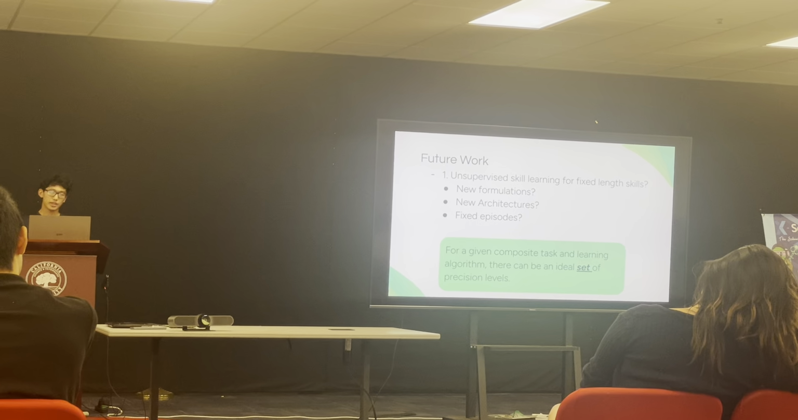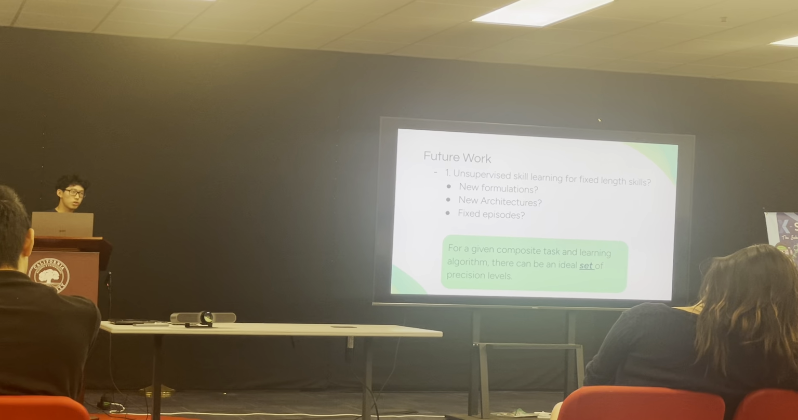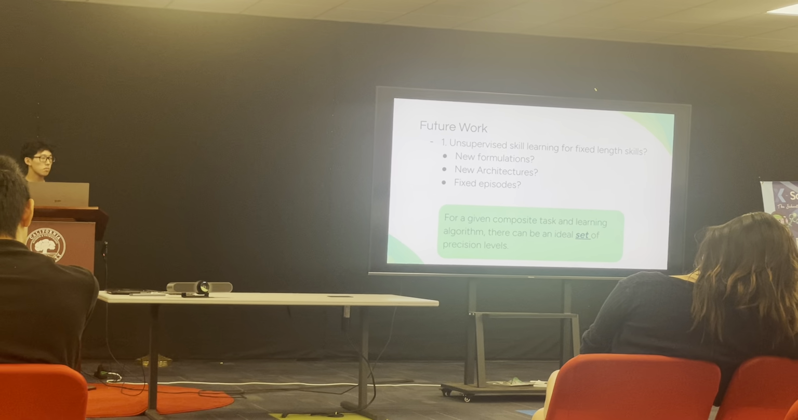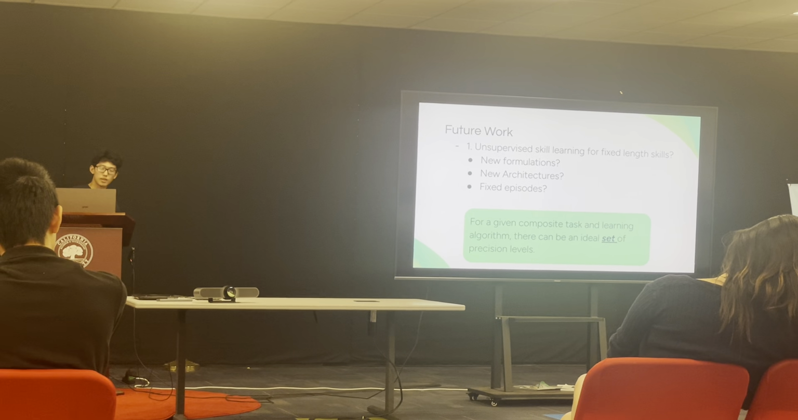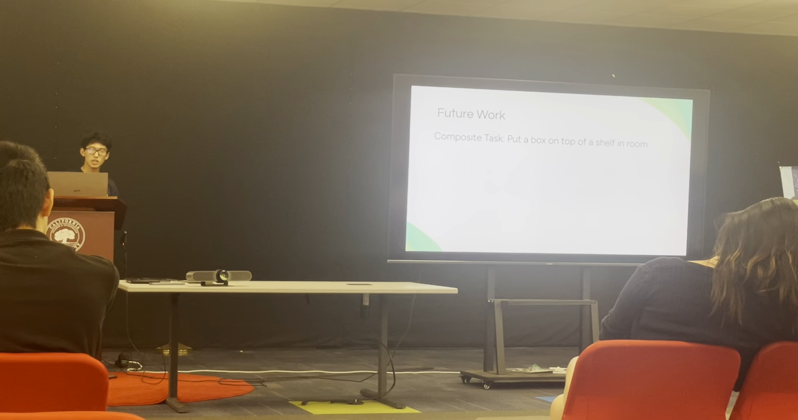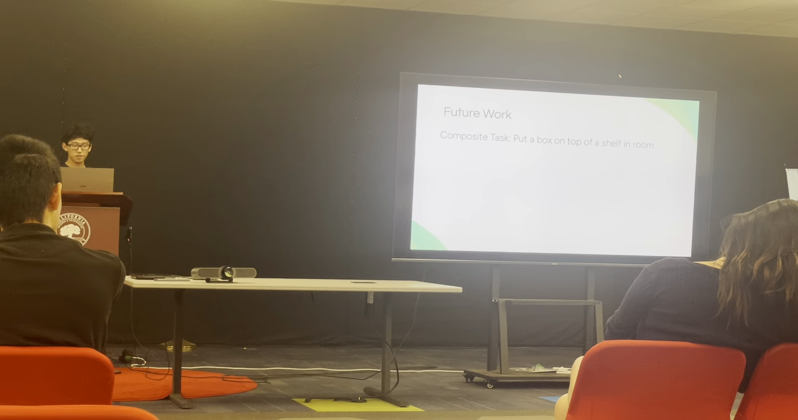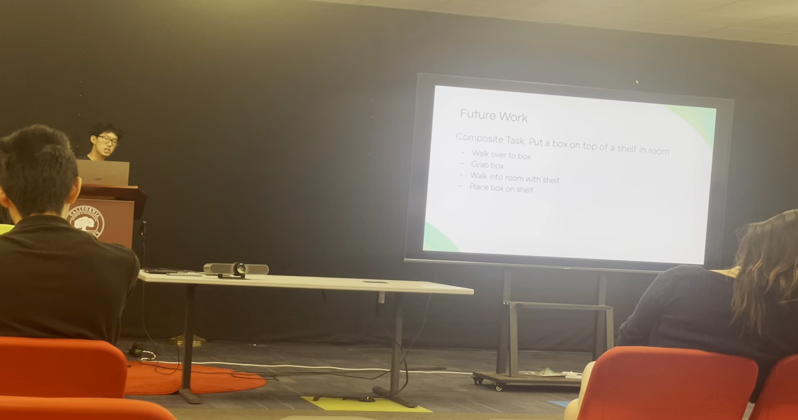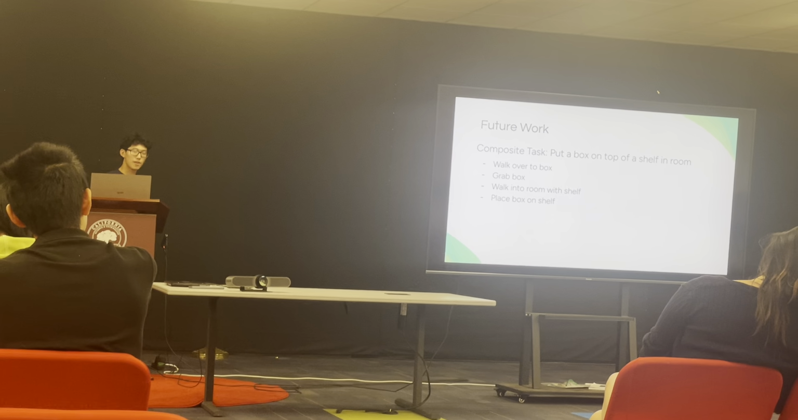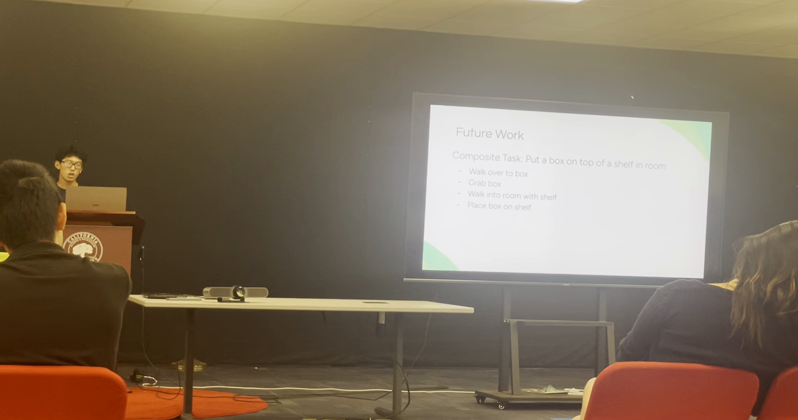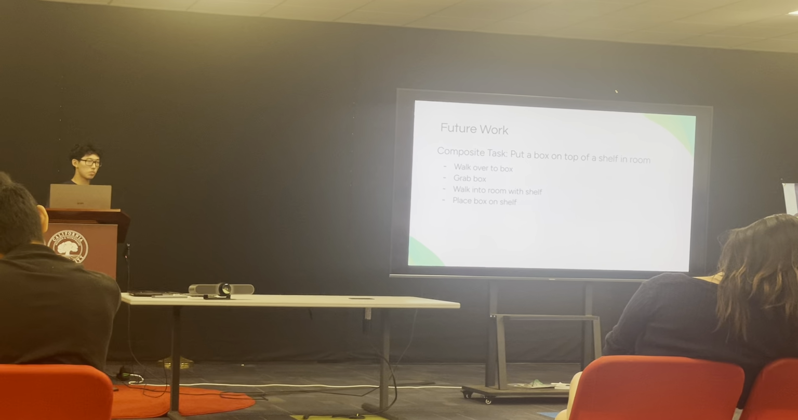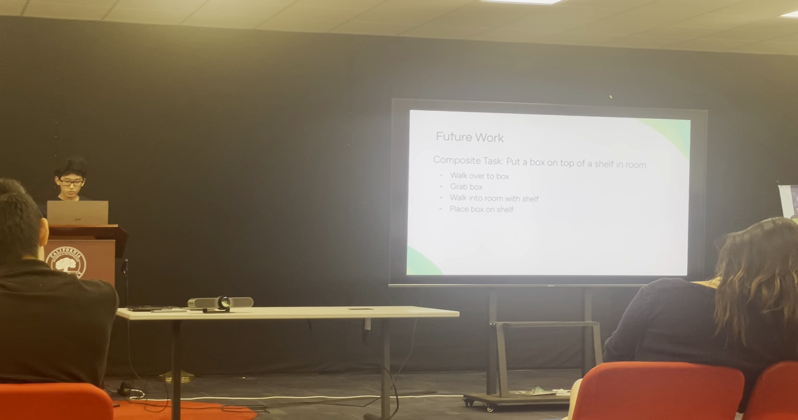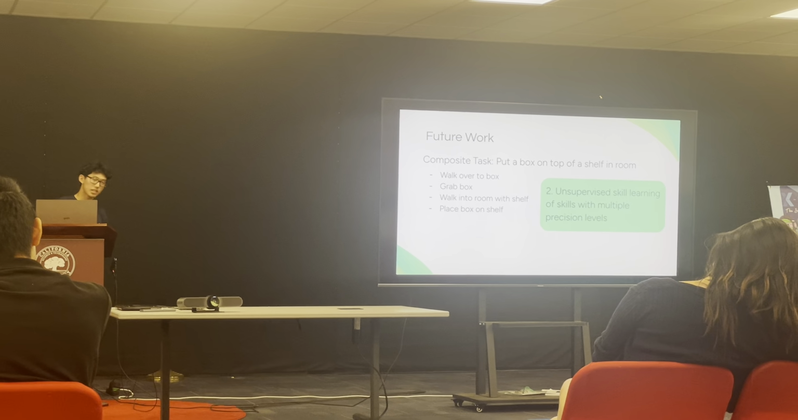I also want to mention that given the statements we made about ideal precision, we can argue that for a given composite task and learning algorithm, there can be an ideal set of precision levels. The reason this should be intuitive is that, let's say you have a composite task of putting a box on top of a shelf in a room. It can be made up of multiple subtasks, such as walk over to the box, grab the box, walk into a room with a shelf, and place the box. Subtasks such as walking over to the box would require a much lower precision compared to grabbing the box, which would require much higher precision, such as precise finger movements. So we see that composite tasks could have ideal sets of precision levels.